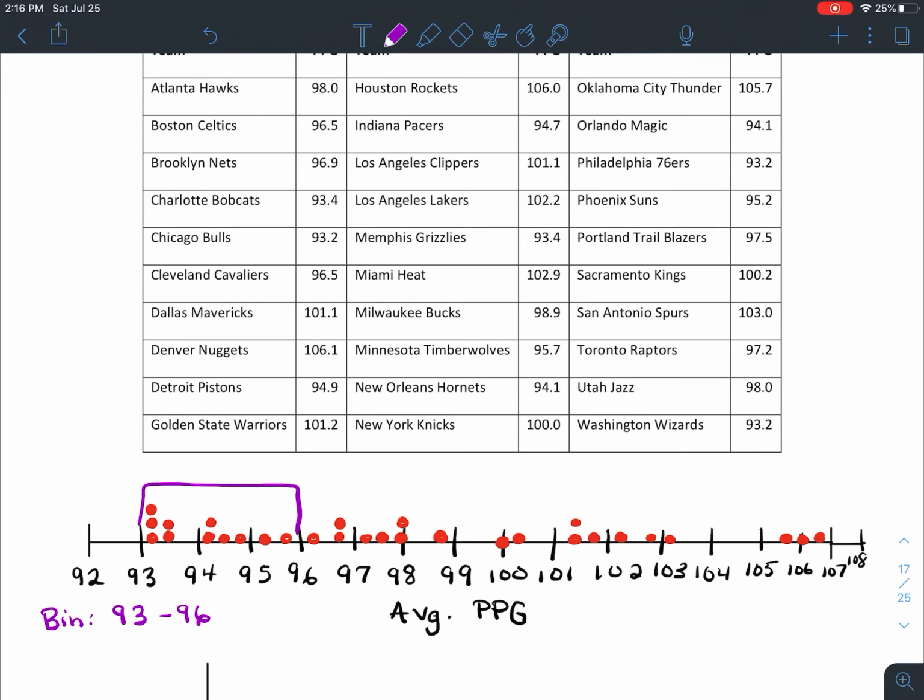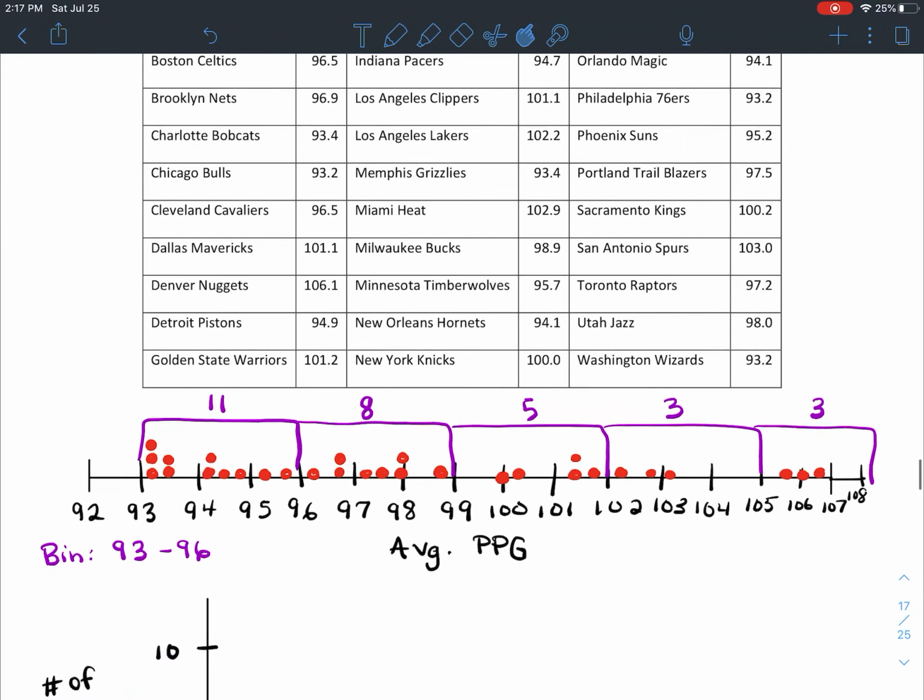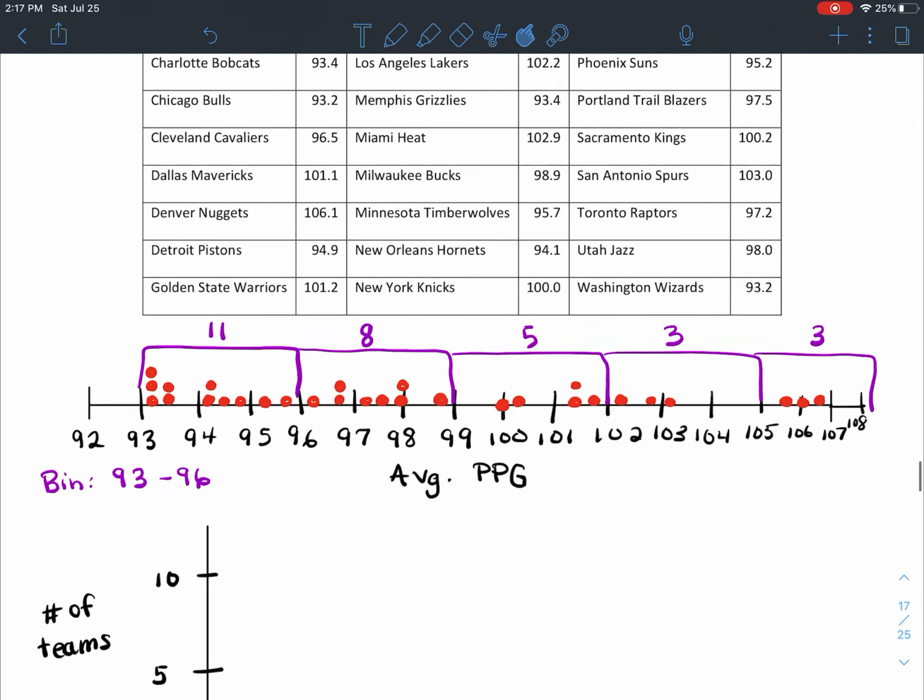Okay, and I'm just going to try to split these into maybe 5 equal bins here. So then the next one would go from 96 to maybe 99, 99 to 102, 102 to 105, and 105 to 108. And I can see here that in this first bin there are 11 dots, then 8 dots, 5, 3, and 3.